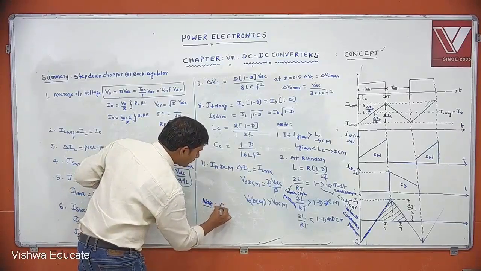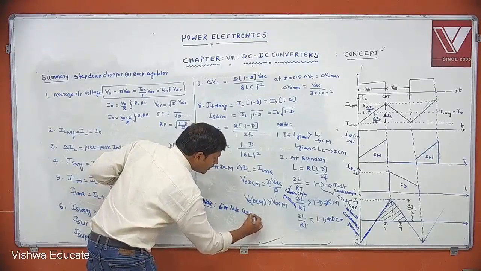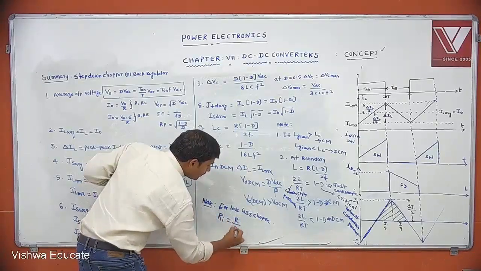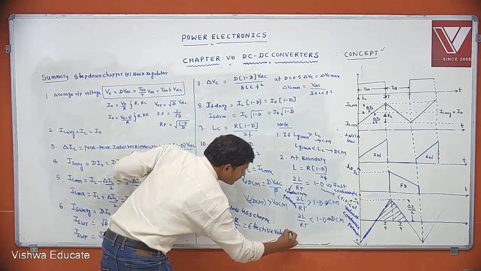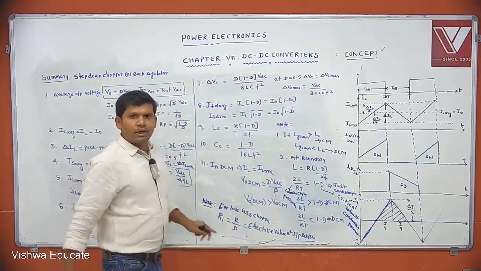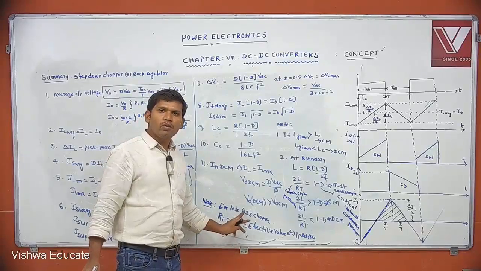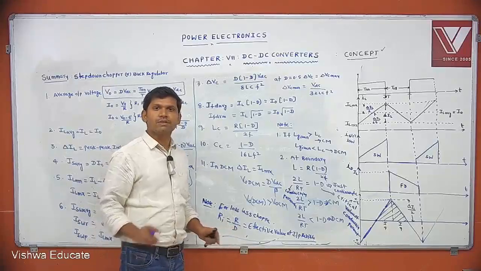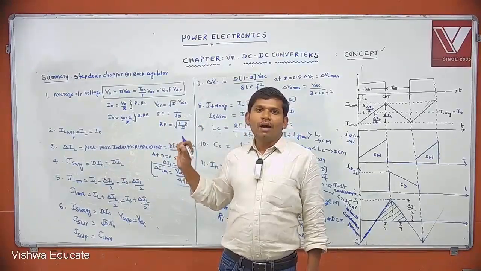One more last note, you note down. For a lossless chopper, Ri equals R by D. This is the effective value of input resistance. You can equate input power to output power. Input power means Vs square by Ri. Output power equals V naught RMS square by R, where Ri is the effective input resistance and R is the load resistance. Okay, this is about in detail what exactly a buck converter or step down chopper is.